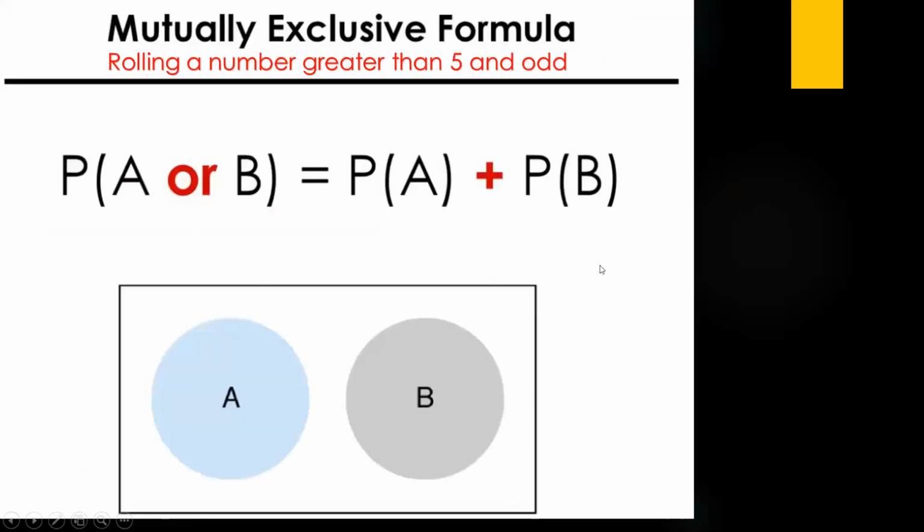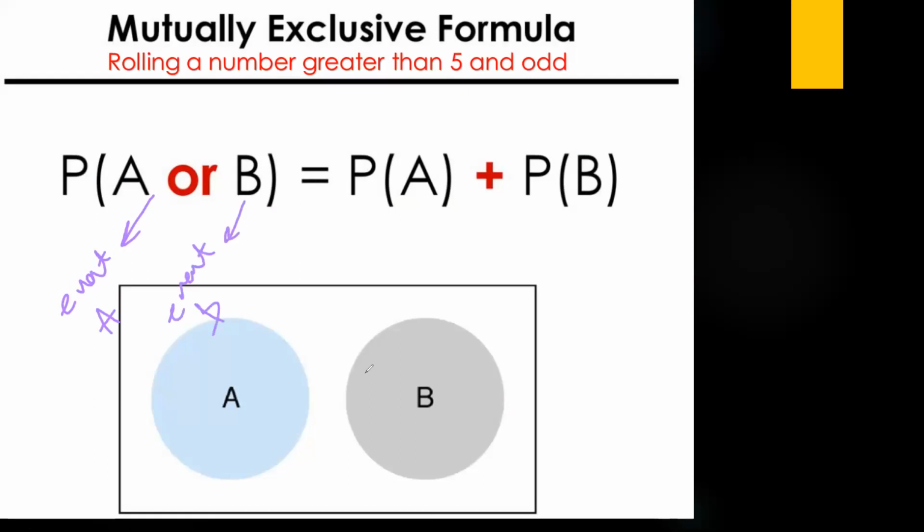Now, let's see what is the formula of the mutually exclusive. Now, mutually exclusive, the formula of it will be the probability of A or B. That means here we have 2 events, event A and event B.